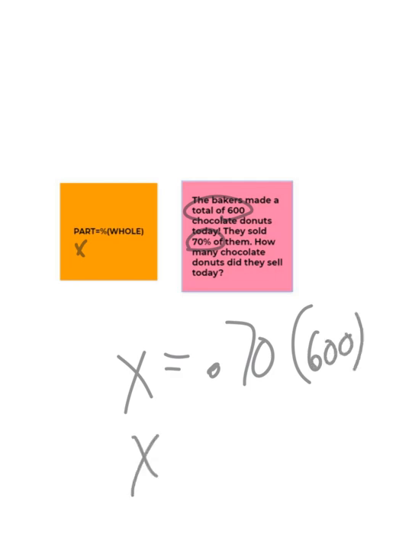The bakers made a total of 600 chocolate donuts today. They sold 70% of them. How many chocolate donuts did they sell today? So they made a total of 600. They sold 70% of them. So we're missing our part. x equals 0.70 times 600. I'll pop that into the calculator. 0.7 times 600. So they sold 420 donuts.